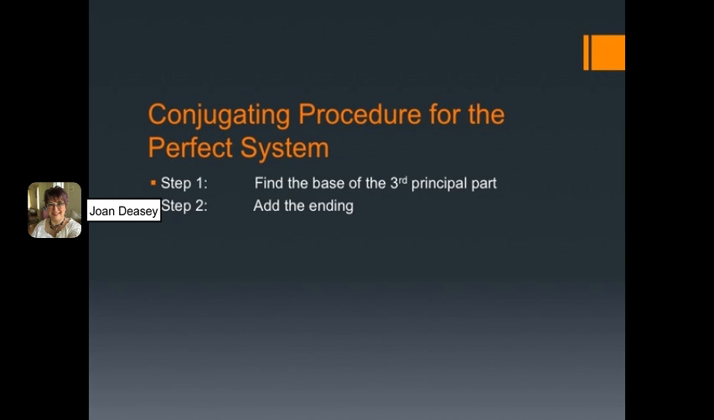The next step of this lesson is to learn the conjugating procedure for the perfect system. Can anyone remind us of the conjugating procedure for the present system? It had 3 steps instead of 2.